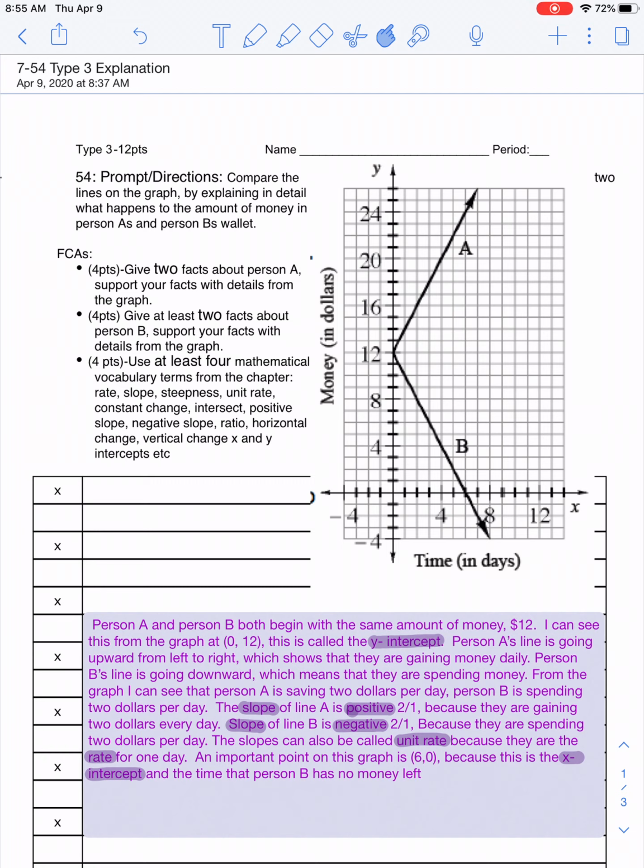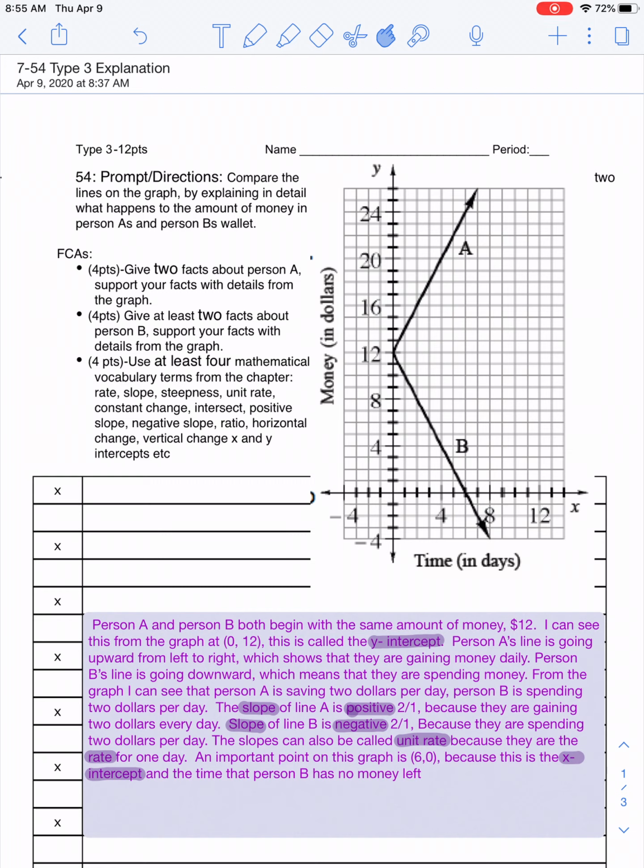Give 2 facts about person A, support your facts with details from the graph. Give at least 2 facts about person B and support your facts with details from the graph. And the last bullet point says, use at least 4 mathematical vocabulary terms from the chapter. And they are rate, slope, steepness, unit rate, constant change, intersect, positive slope, negative slope, ratio, horizontal change, vertical change, x and y intercepts. There are other terms, those aren't all of them.